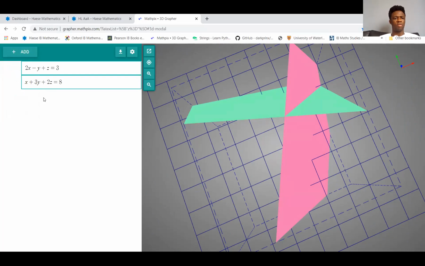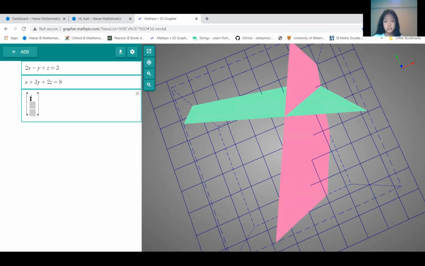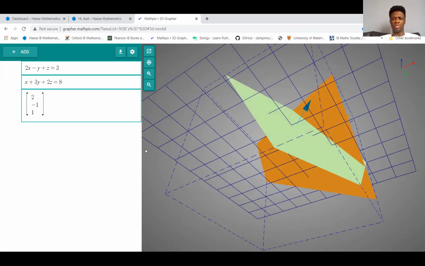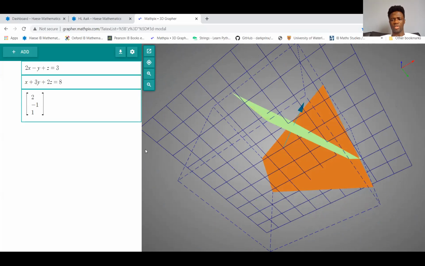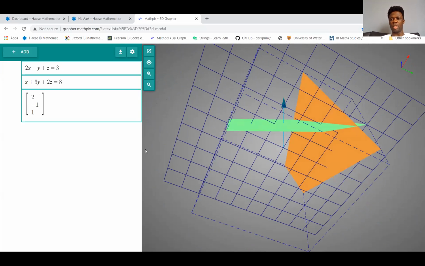Now, Karen, for the first plane, give me the normal vector to that plane. 2, negative 1, 1. So you can see that is the normal to this plane. You can see that it's perpendicular to the plane. The normal is always perpendicular to the plane, isn't it?